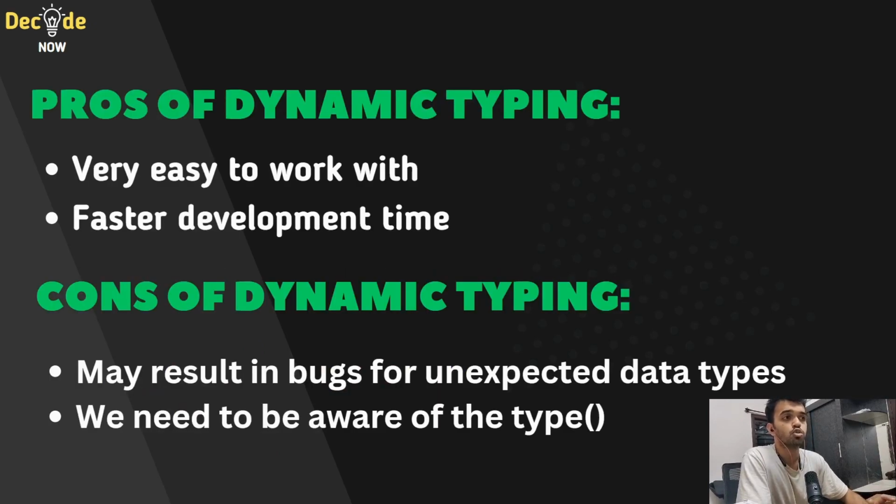Some of the pros or advantages of dynamic typing include that it's very easy to work with. We don't have to worry. We can assign any type to our variables at any point of time, so it results in faster development time.